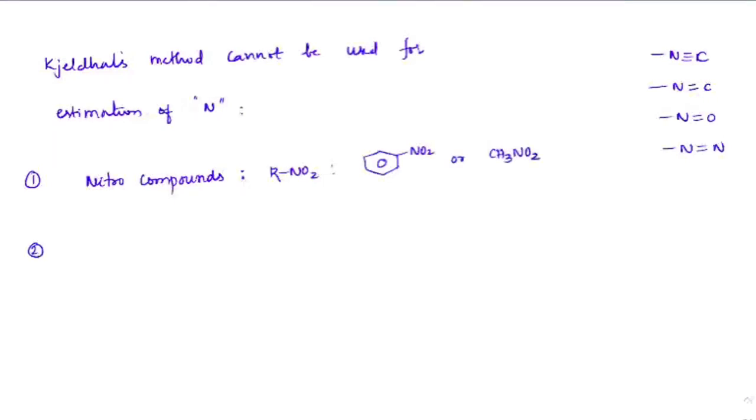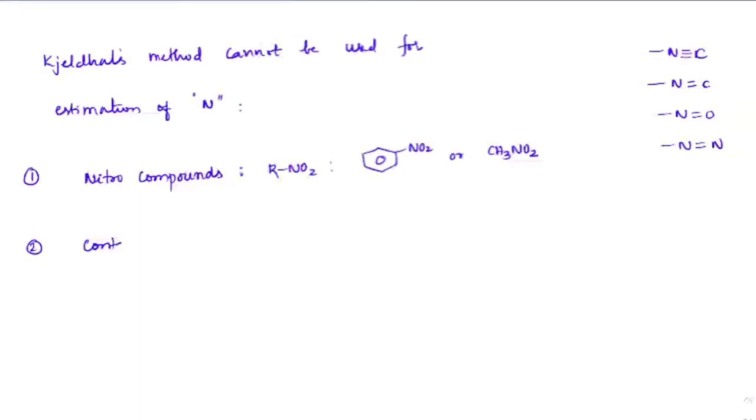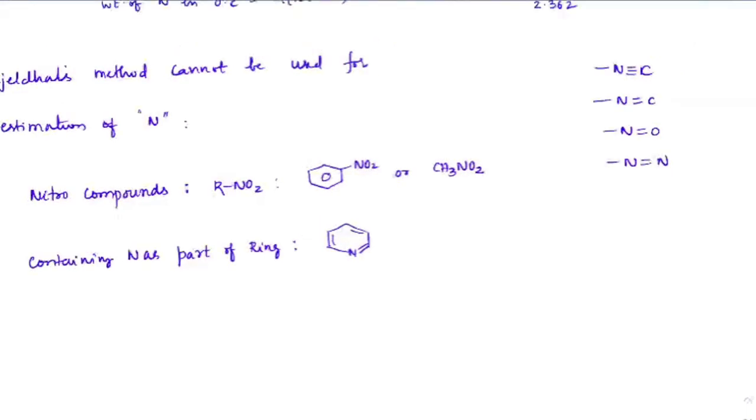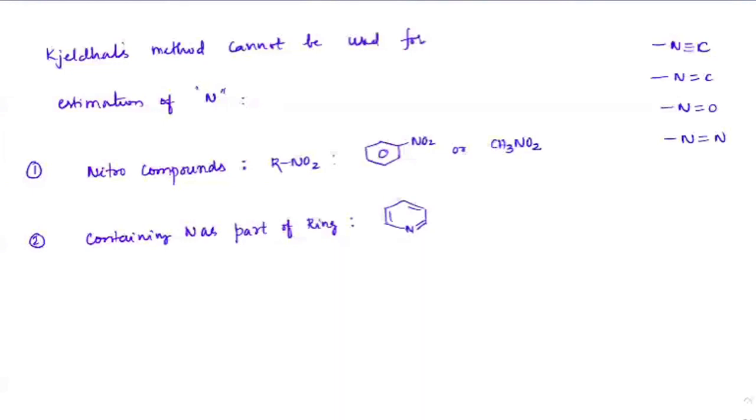Second, containing nitrogen as a part of ring. Nitrogen as a part of ring. Got it? Like pyridine, this one. This question has been very frequently asked in JEE Mains and KVPY. In the last 4 or 5 years, this question has been very much repeated. So everybody should not make any mistake there. Wherever you see ring nitrogen, got it? It will definitely not give Kjeldahl's method.